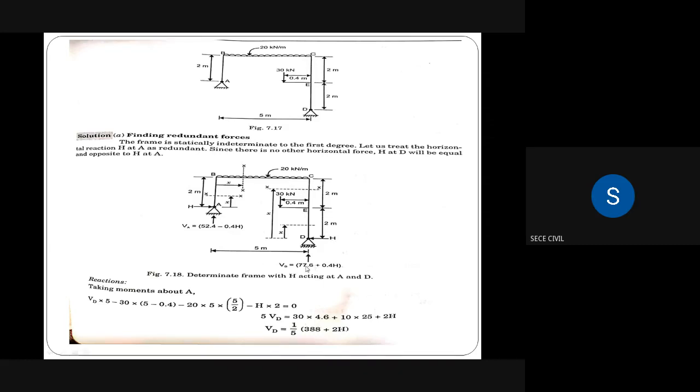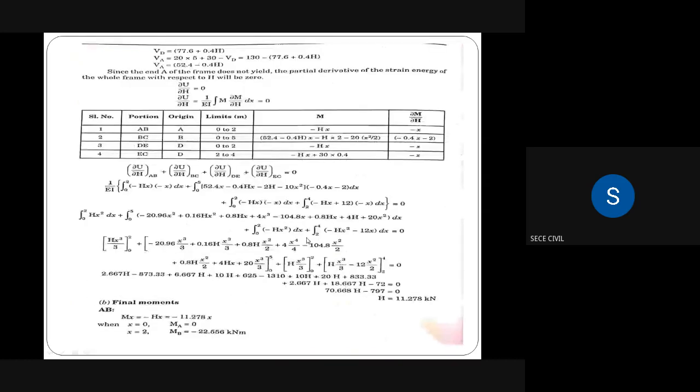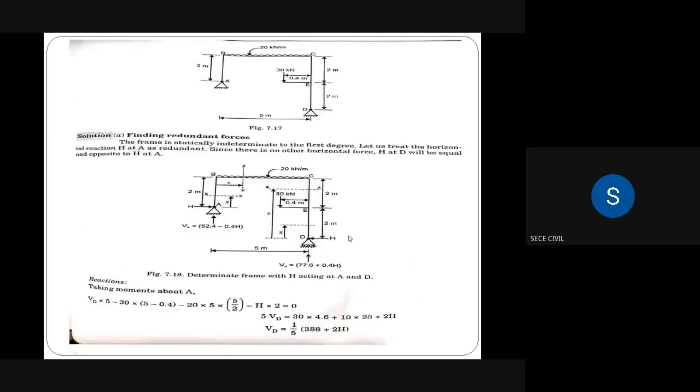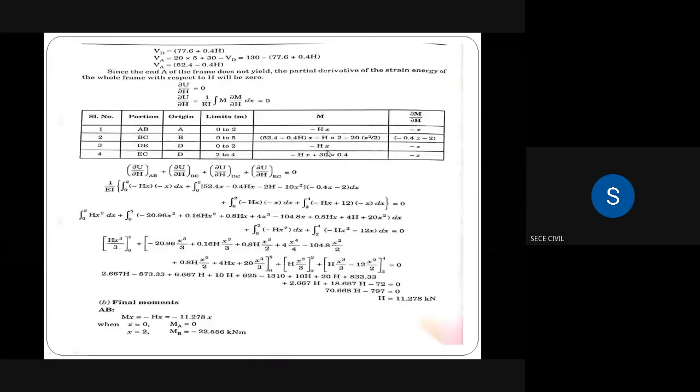Because of VD, there will not be any moment because they are in the same line of action. And because of H, a moment will be there, horizontal force into vertical distance. So this is the right side of the section. Anti-clockwise means positive, clockwise means negative. So this H gives a clockwise moment, H into X clockwise. So minus HX. So dou M by dou H is equal to minus X. Next, the portion EC.